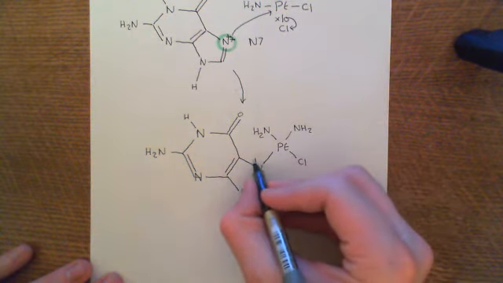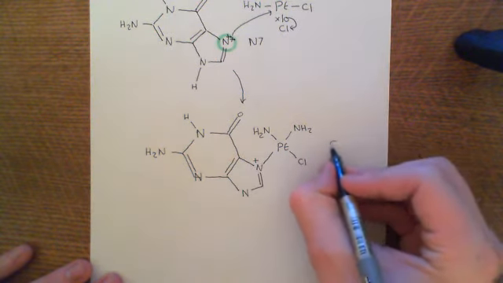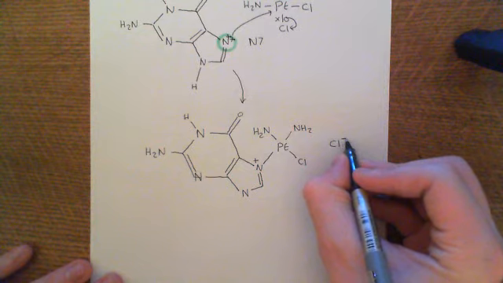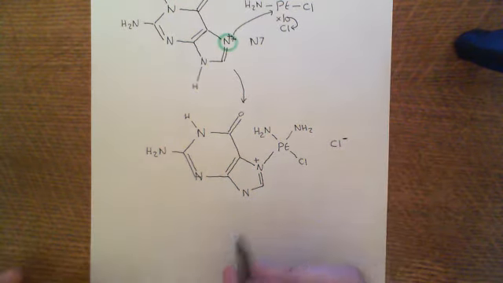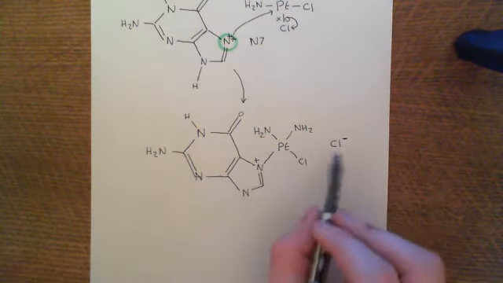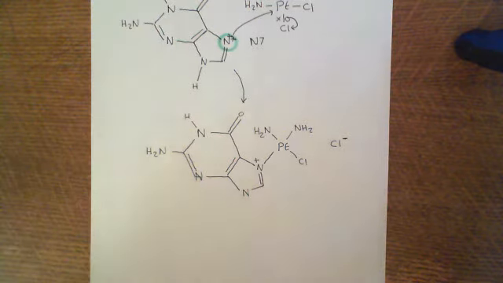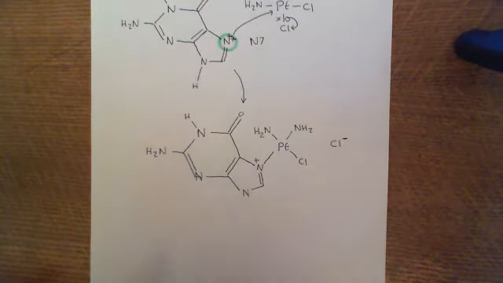The nitrogen still has a positive charge, and this chloride anion over here now has the negative charge. So this is the positively charged ion, here's the counter ion over here. Right, so this is the overall structure now that we have produced. We've produced a guanine with this molecule bound to it. But the thing is, this can happen all over again.